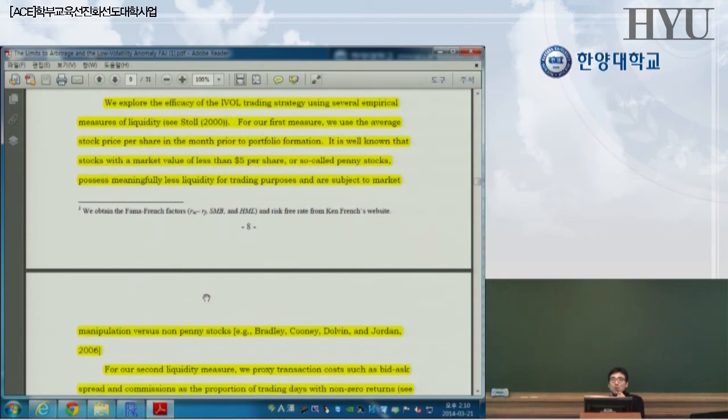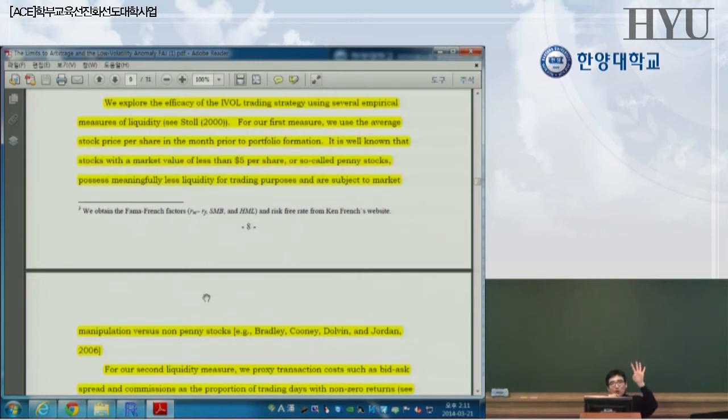Next, they explore the efficacy of the IVOR trading strategy. IVOR trading strategy is what Suyeon described: buying stock with low IVOR and selling stock with high IVOR. Right? That's the IVOR trading strategy. Here the IVOR is the extent of this one, as I told you. Until now there are 4 ways of calculating IVOR: daily return, 36 monthly return, 60 monthly return, and beta. Okay. Anyway, IVOR. We explore the efficacy of the IVOR trading strategy using several empirical measures of liquidity.